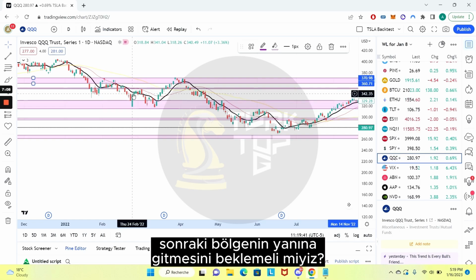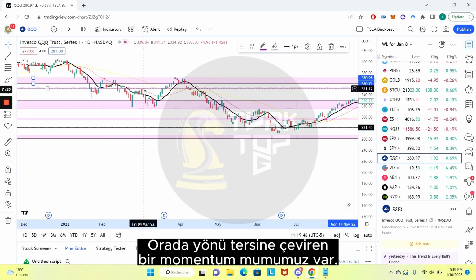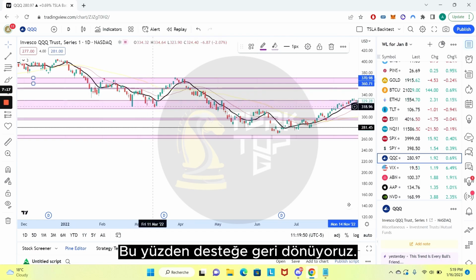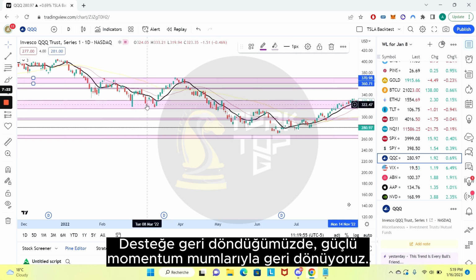And where should we expect it to go next? To the next zone. It went to the next zone. There we have a momentum candle which reverses the direction. So we come back to the support. Back into the support, we come back with strong momentum candles.